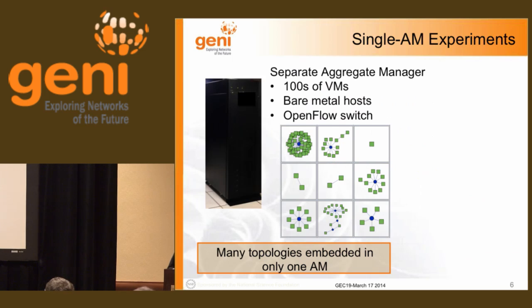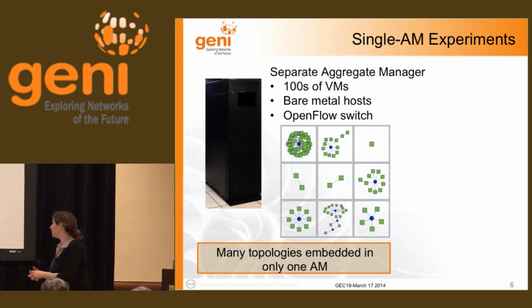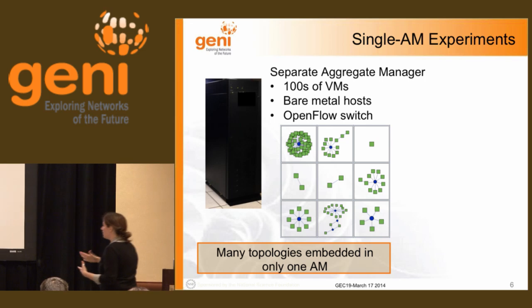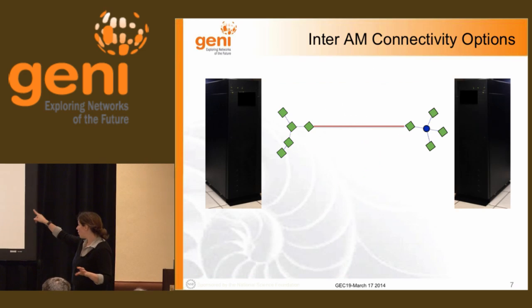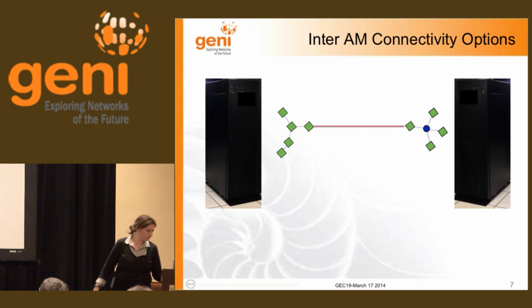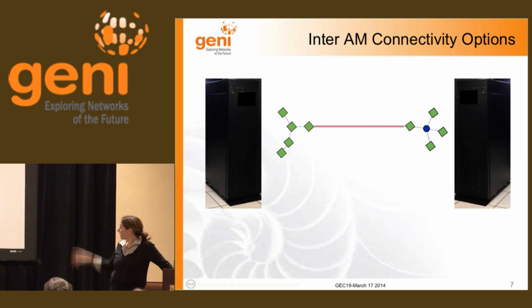Most of you have already run single-AM experiments. In a GENI rack, there's a lot you can do within one rack. Every rack has hundreds of VMs, a few raw PCs, and an OpenFlow switch inside, so there are many experiments you can run and topologies you can create within just one AM. Now, if it is useful for your experiment to span two racks, how are you going to connect the VMs and the cluster in one rack with the resources in another rack? How are you going to create this orange link?